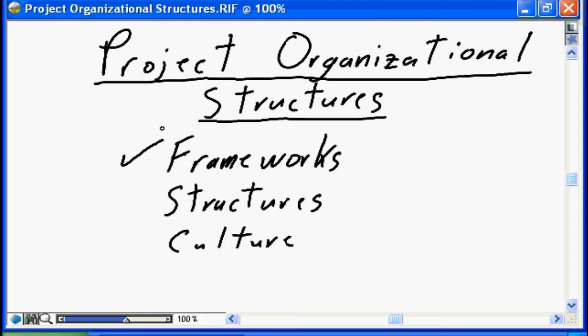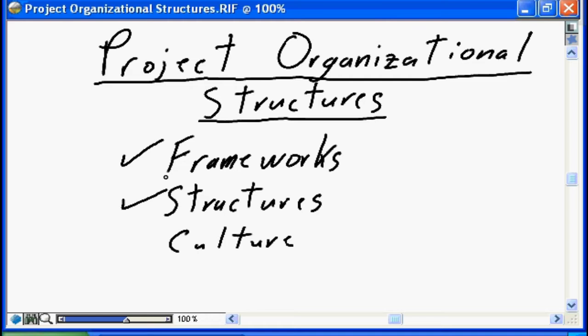What is the power, what is the authority that you as a project manager have? What's the power and authority that your project sponsor has? Is this a hierarchical organization? Is this a project-driven organization? Is this a matrix-based organization? What is the overall framework within which the organization is structured, and what is the structure?